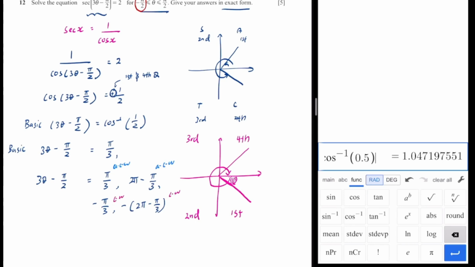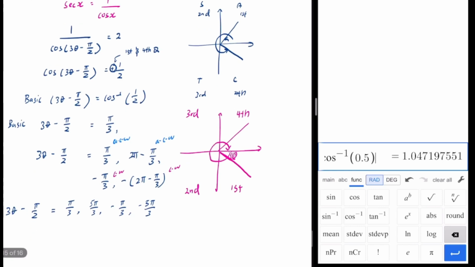Now let's see what we have. 3 theta minus pi over 2 equals pi over 3, and 2 pi minus pi over 3. 2 minus 1 over 3, that's going to be 5 pi over 3. Then negative pi over 3, and I'm sure the other one will be negative 5 pi over 3. So we have to check. It's not done yet.